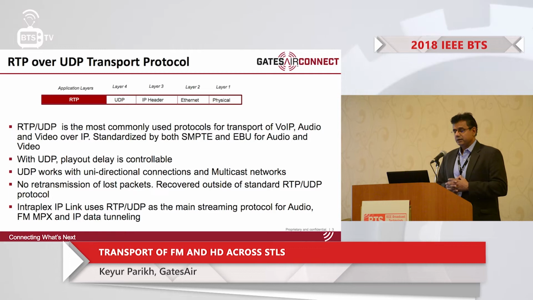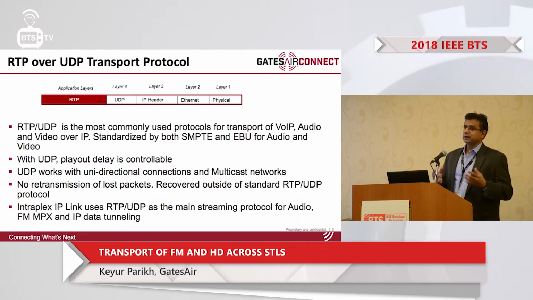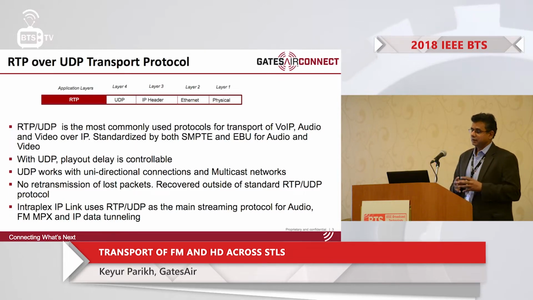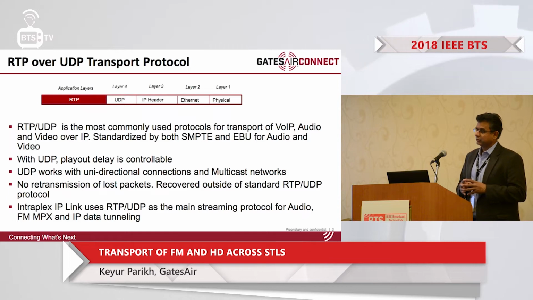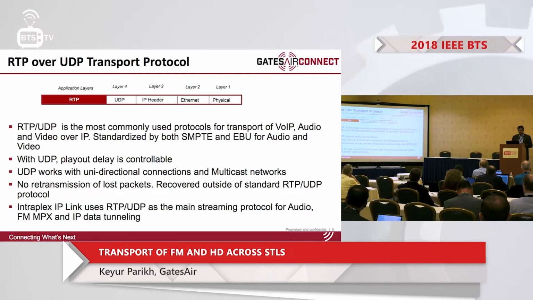UDP is preferred for real-time media because you can have a better control of the playout delay as opposed to TCP. It also works on multicast networks. However, with UDP, there is no retransmission of lost packets. So any type of packet loss protection has to occur outside of the standard protocol. And this is where a lot of the codec vendors have been spending time coming up with their own secret sauce, including us.